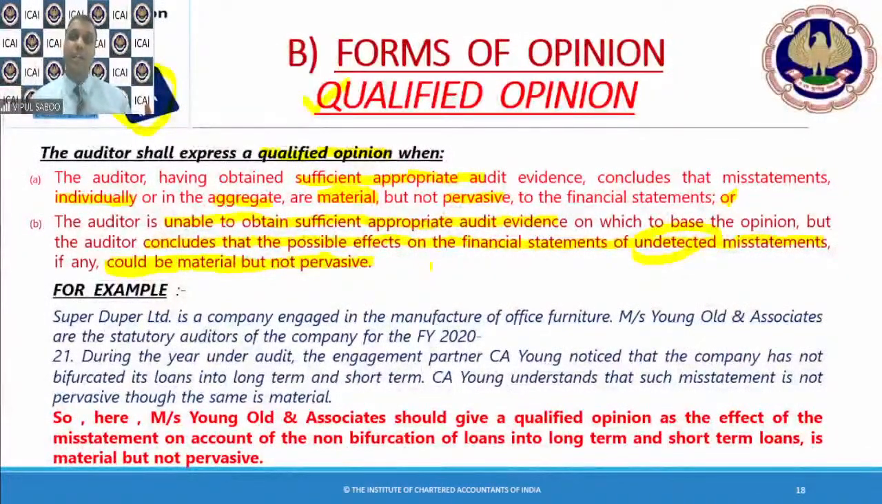But even in the case of disclaiming an opinion, I can further conclude about the materiality and pervasiveness of the undetected misstatements. My opinion will fall accordingly under qualified or adverse. And I have to give reasoning for that as well. I have to mention this fact as an auditor. How am I able to conclude that in the absence of sufficient appropriate audit evidence?